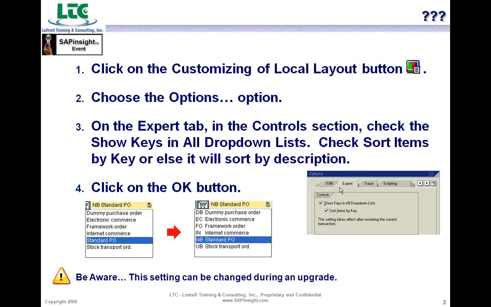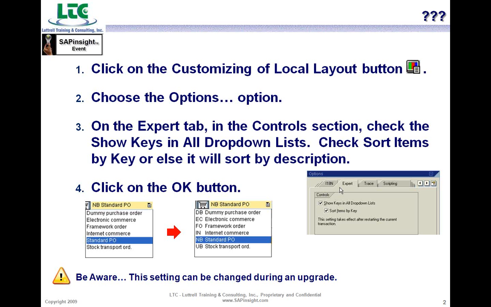Then you'll click on the OK button, and I've got a screenshot on there that shows the before and after picture of a list, and this happens to be in the purchase order transaction. And notice there's a Be Aware note down at the bottom that this setting can be changed during an upgrade. So if you ever go into SAP and that setting has been changed and you don't see your codes in list, it's very easy to go back into this option. You'll know how to do it now and change that setting for you.